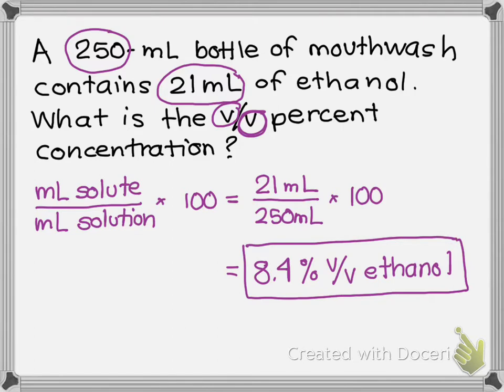So you can see it's pretty straightforward when they're asking you to calculate percent concentrations. You would be given the amount of the solute and the amount of the solution. The difference would be in whether you're dealing with weight, which would be in grams, or volume, which would be in milliliters.